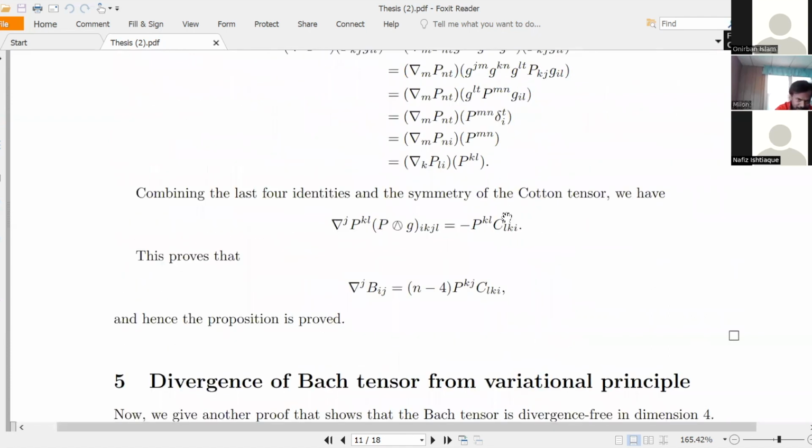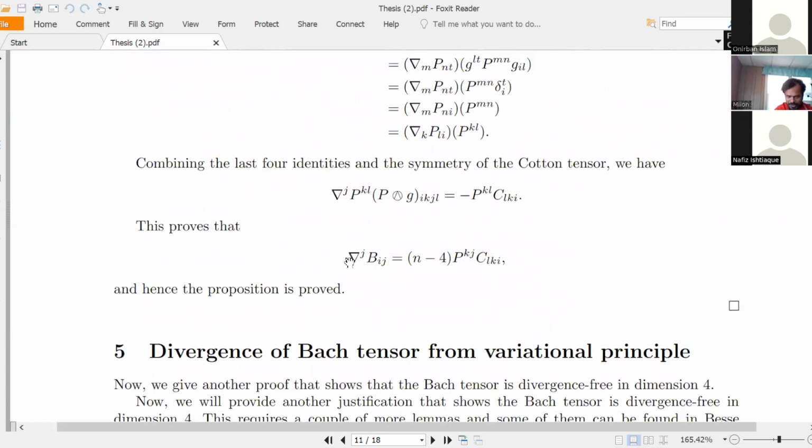And then after a marathon computation, like two months before, I found this beautiful result, which is the divergence of Bach equals (n minus 4) times this result. Look, I have this beautiful result. And this result basically tells you that my Bach tensor has to be divergence free in dimension 4.